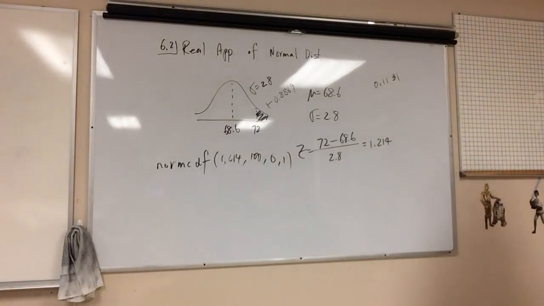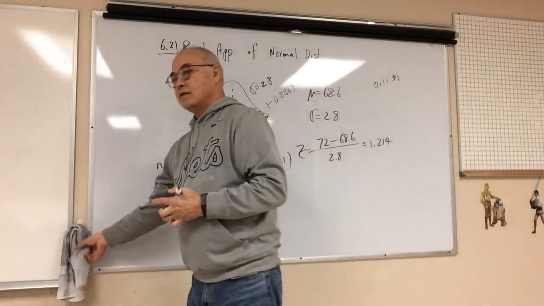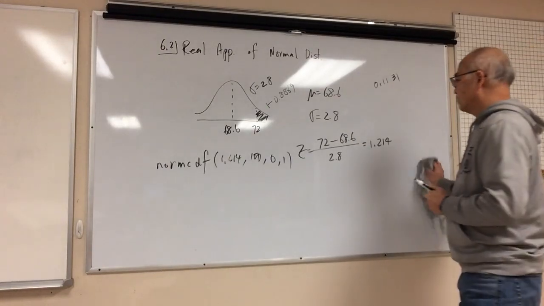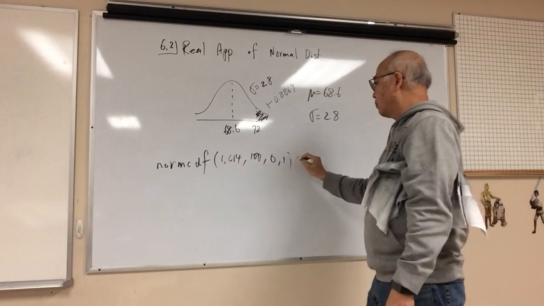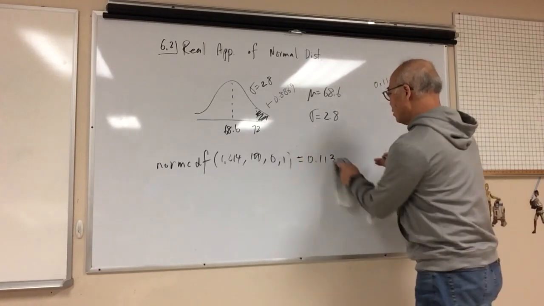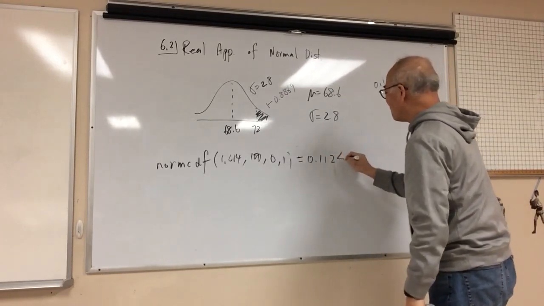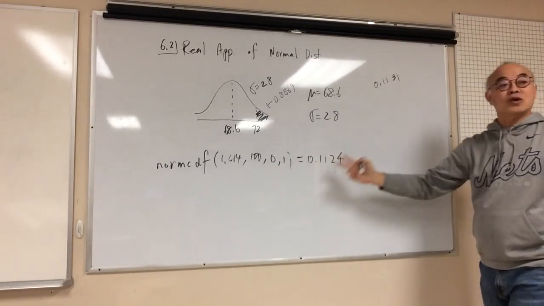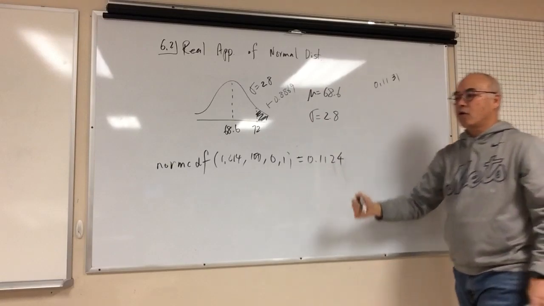Run the numbers for me. I got 0.1123. It's 0.1123, maybe 0.1124, which can be rounded up. Okay, we're going to call this close enough. It worked.